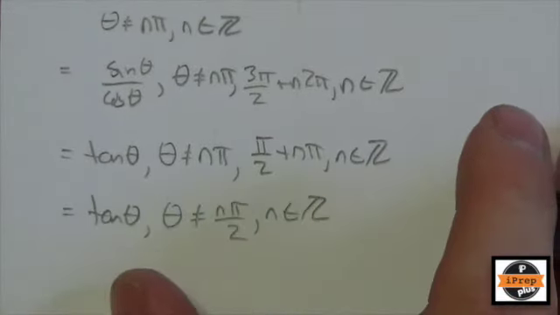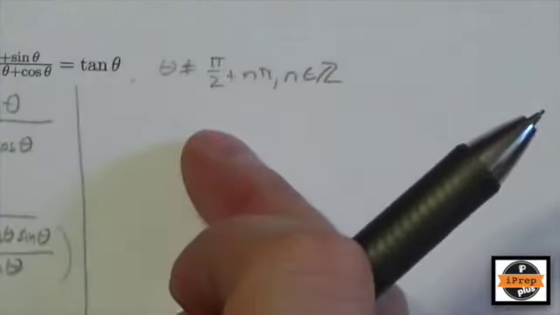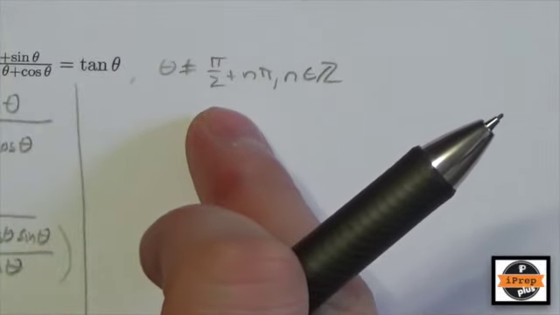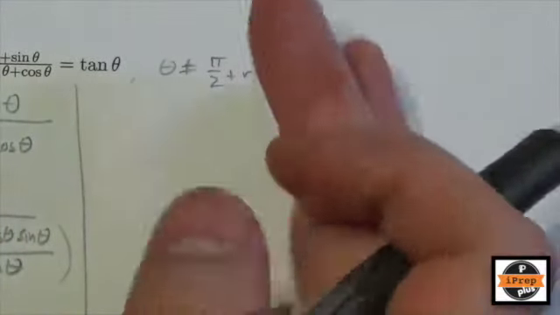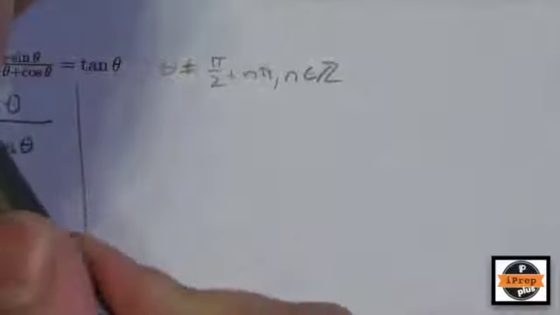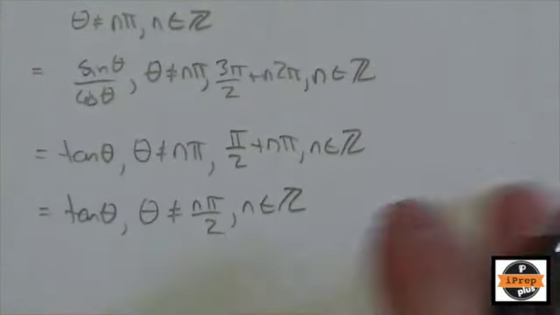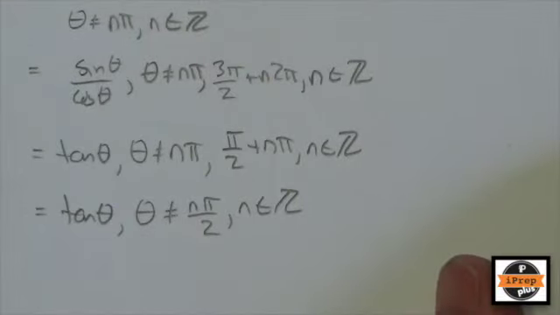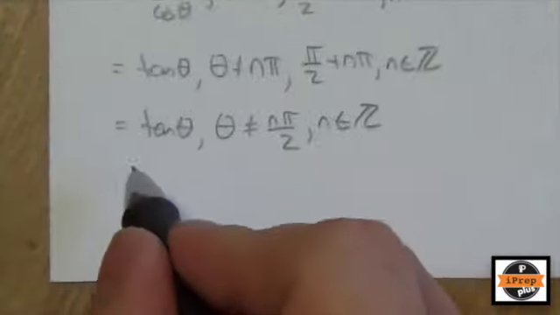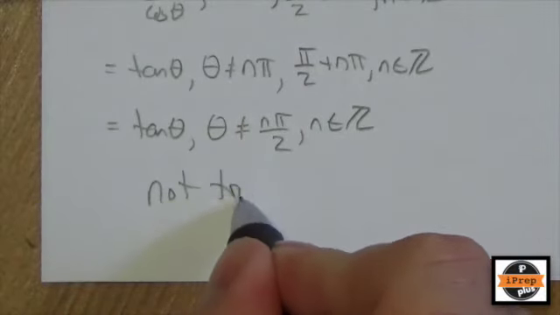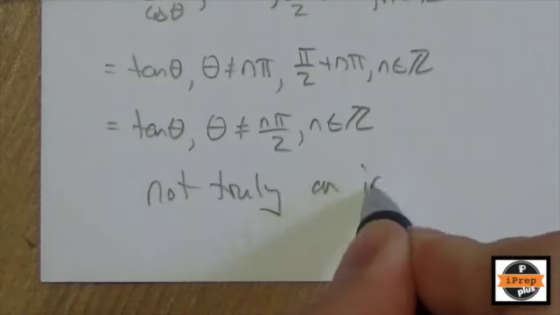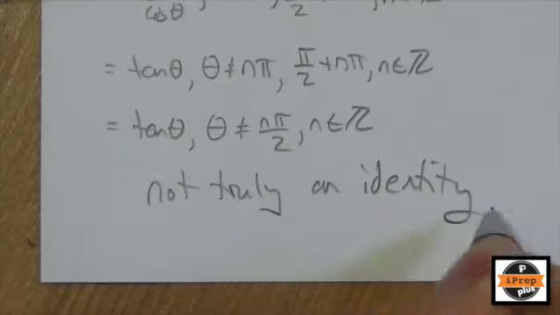Again, the restrictions are not the same. This is only at pi over 2 plus n pi. So this one here has restrictions on the y-axis. This one here has restrictions on the x and the y-axis. So really, what we got to say here is, sorry, right here, my mistake here. This is not truly an identity. Okay, this is not truly an identity.